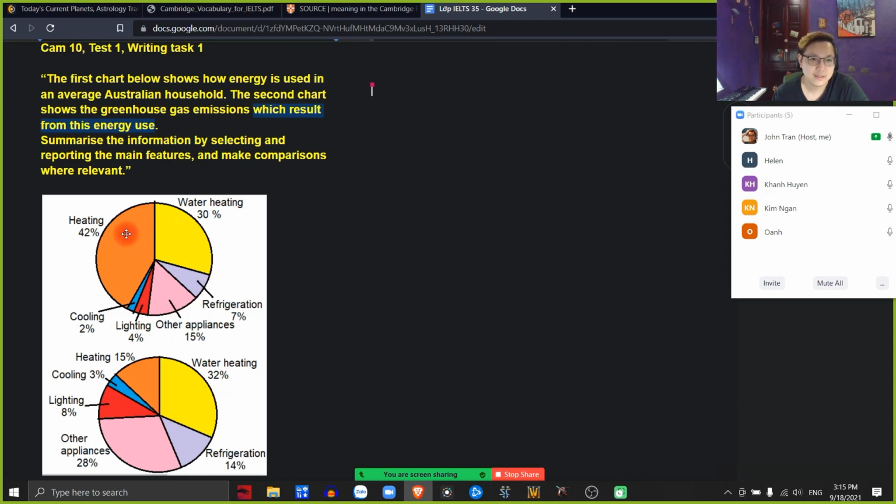Because basically this much heating, but it produced only like 15% of the gas emission. This much water heating results in 32% of the gas emission here. So it's important to keep in mind that the first picture is how energy is used, but the second picture is how much greenhouse gas was emitted, okay, as a result of the first picture, of the first pie chart.